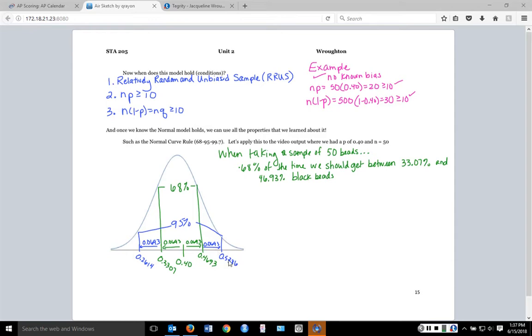So then I could also say, when taking a sample of 50 beads, that 95% of the time we should get between, and this time it's 26.14%, and 53.86% black beads.